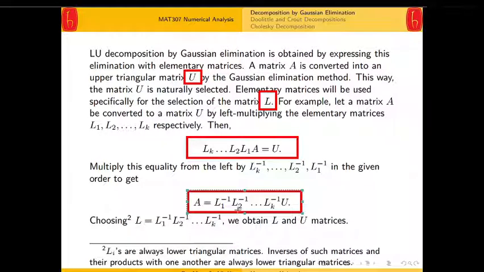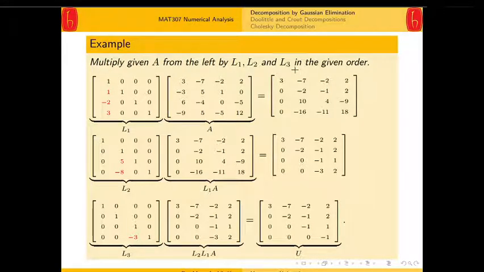Okay, so here there's a quick remark that we are working with lower triangular matrices here because they represent the elementary row operations, so they are lower triangular matrices. The inverses of lower triangular matrices are also lower triangular matrices, and the product of two lower triangular matrices is also a lower triangular matrix. So this makes sense, and we can obtain the lower triangular matrix out of these computations. Okay, let's see this on an example.